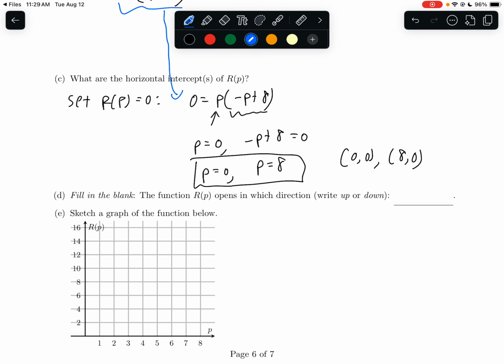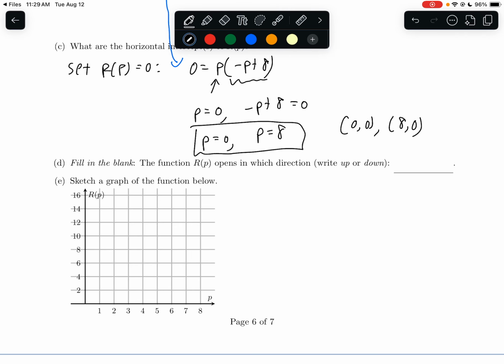What that means is that if they charge those values, so if they set the item to $0, they obviously make nothing. That makes sense. Or if they set it to $8, they also don't make any money. Maybe because at $8, no one buys it or something, and they end up with 0 revenue.